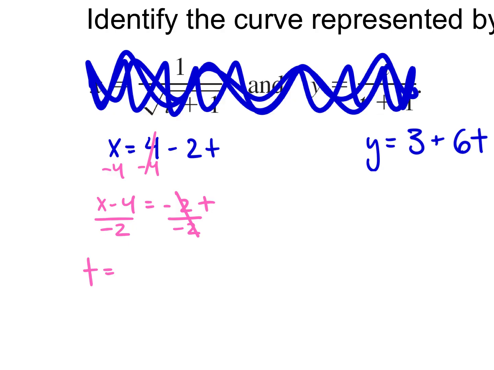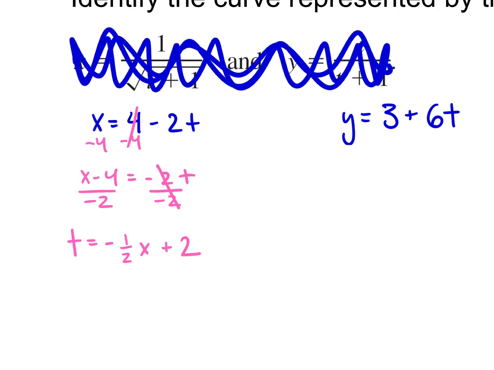So we get t equals, I'm going to simplify here. So I'm going to split this up into x over negative 2 and negative 4 over negative 2. So that would be negative 1/2 x. And then negative 4 divided by negative 2 would simplify to just positive 2. If you wanted to leave it as a fraction, you can. So different ways of simplifying here. You could have left it as a fraction. That would have been fine.